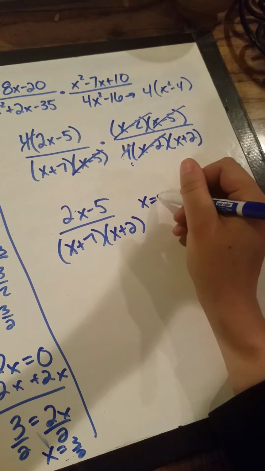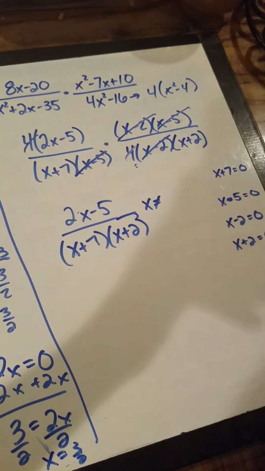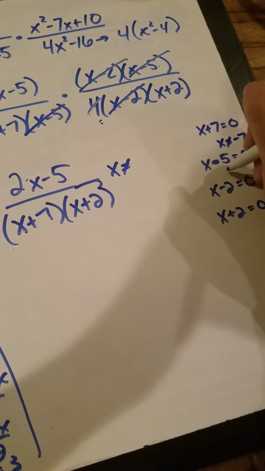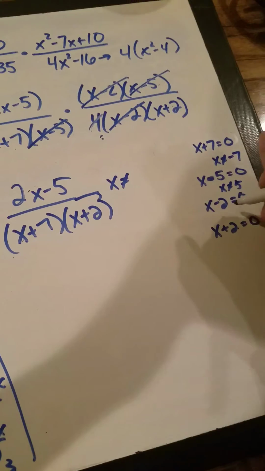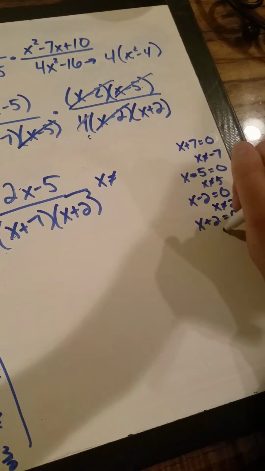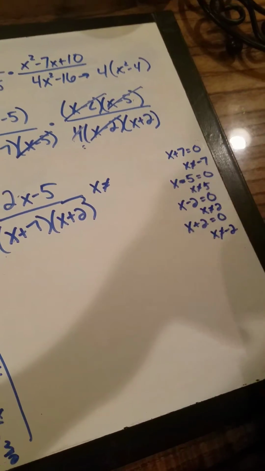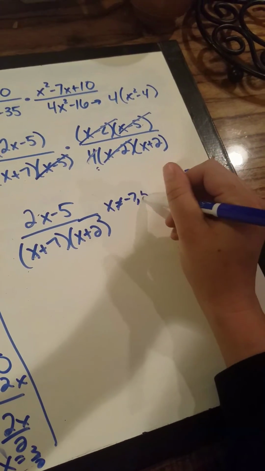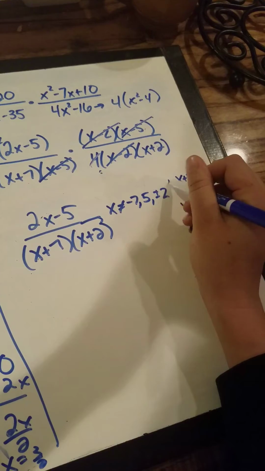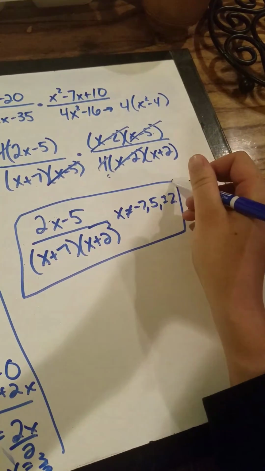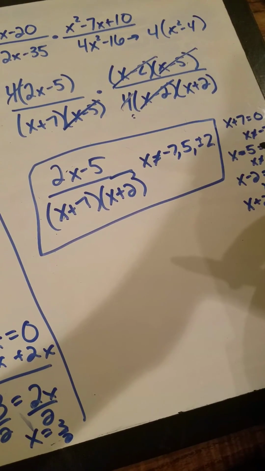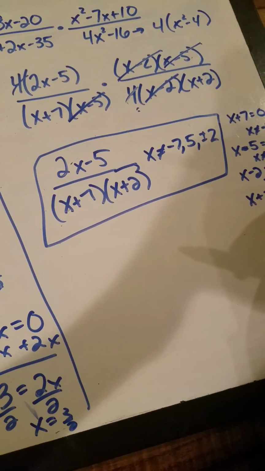And then x cannot equal, this is going to give us x can't equal negative 7, x cannot equal 5, x cannot equal 2, and x cannot equal negative 2. So x can equal negative 7, 5, plus minus 2 is our final answer. You do not have to FOIL the bottom out. You can just leave it multiplied. All right, that was multiplying rational expressions.